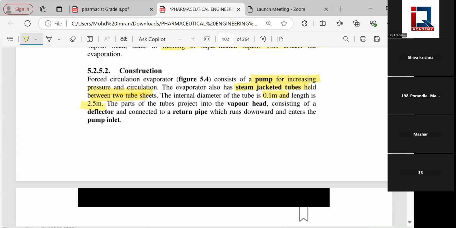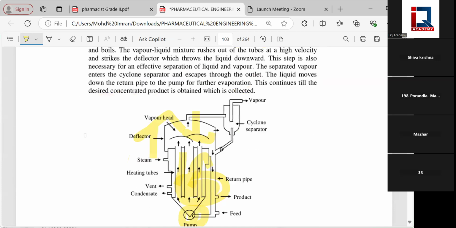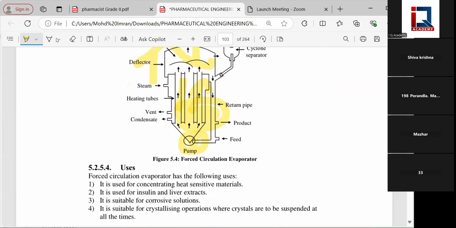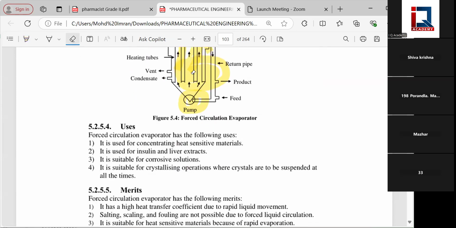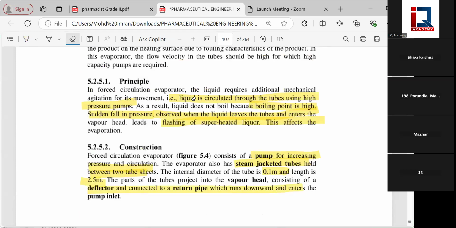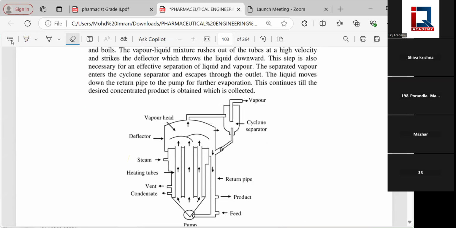Part of the tube projects into the vapor head, consisting of a deflector connected to the return tubes. This is the construction as shown in the figure. The important things to note in construction: the pump is important. The diameter of the tube is important, and the length of the tube is important, 0.1 meter diameter and 2.5 meters length.